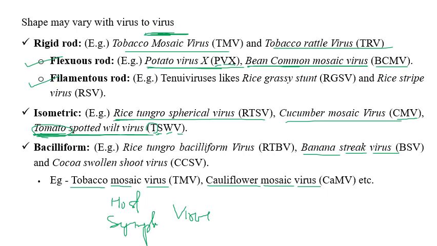Rice is the host, tungro spherical is the symptom produced by that particular virus, and then virus. So these are all the things we have to take into consideration. So coming to the shapes: rigid rod shaped, isometric and bacilliform, for which I have given the examples.